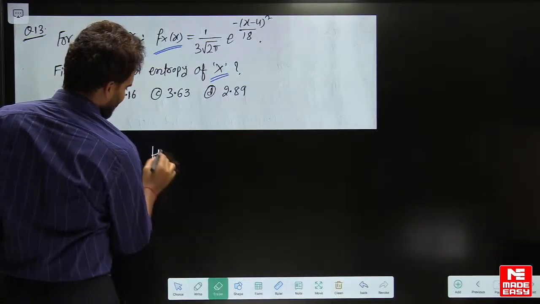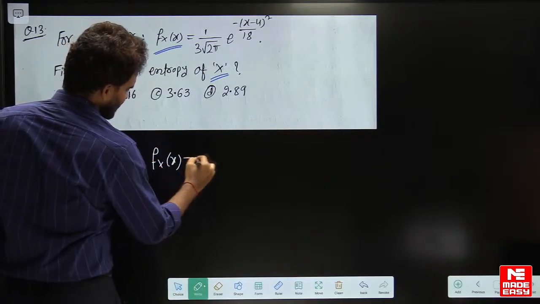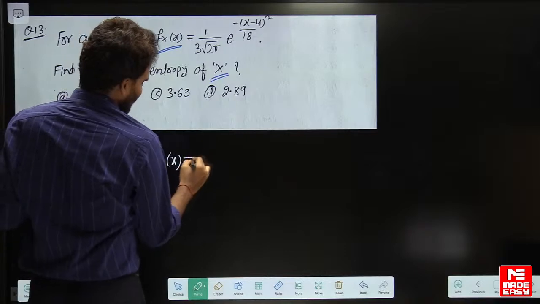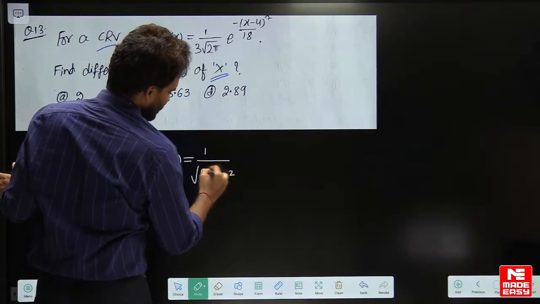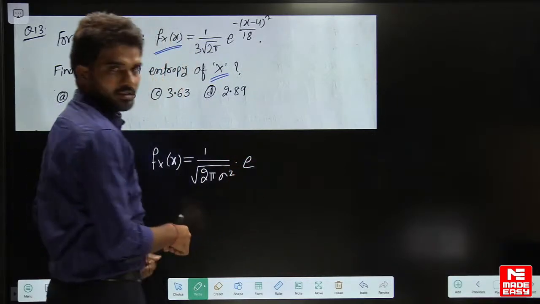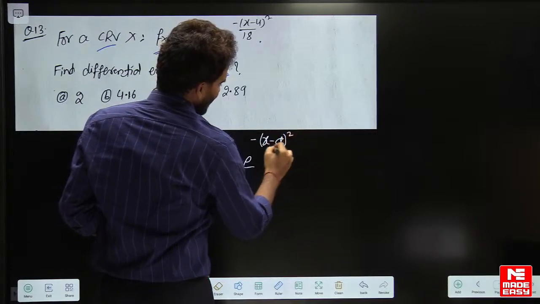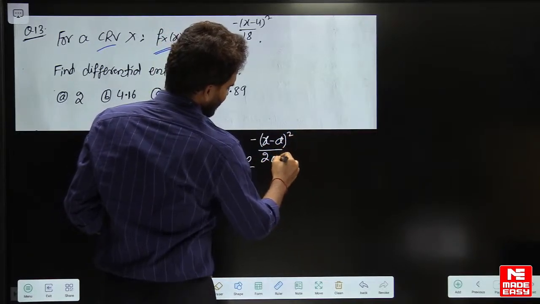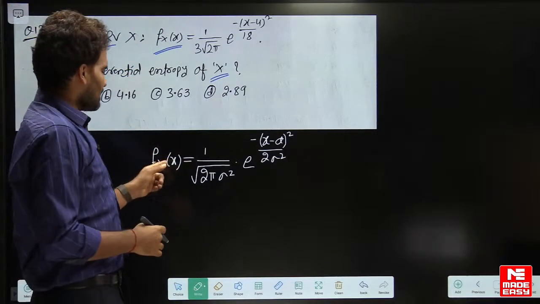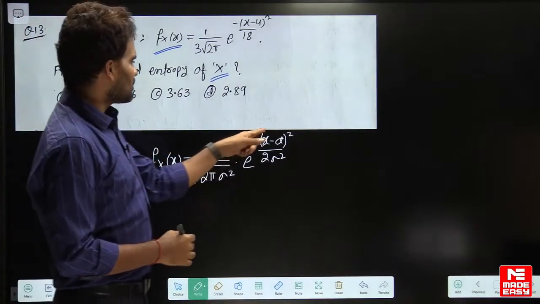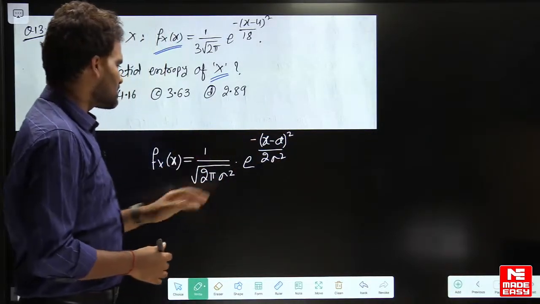Let me give you one standard result. The standard Gaussian density function is 1 by under root of 2 pi sigma square into e power minus (x minus a) square by 2 sigma square. Here x is a Gaussian random variable whose mean is a and variance is sigma square. This is the density function.